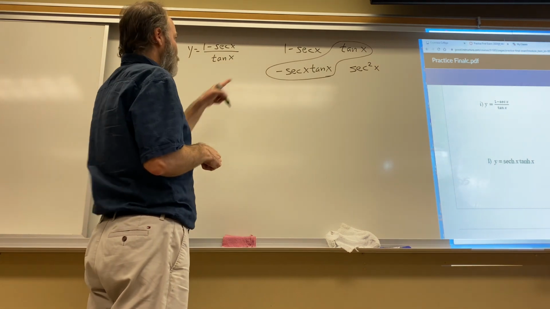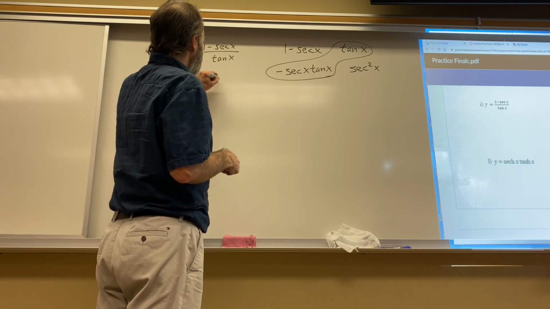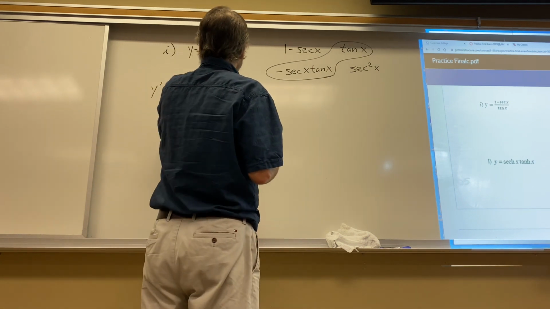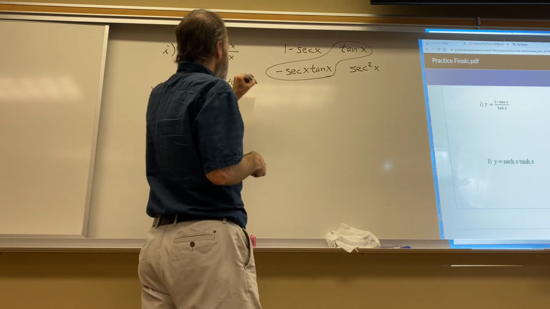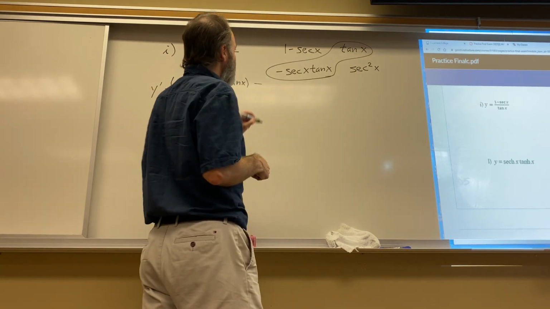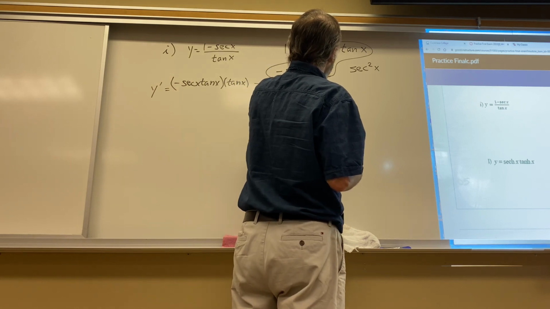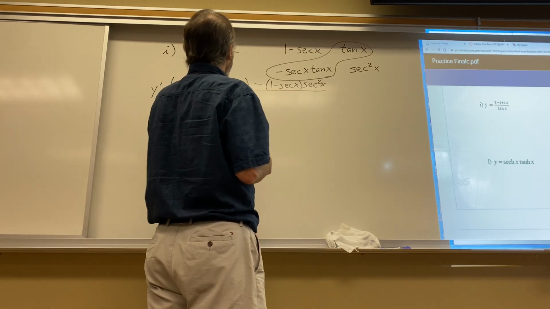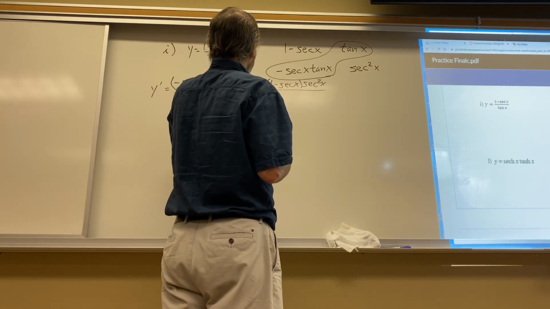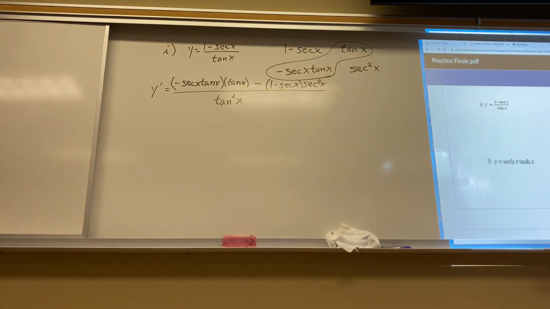And then now we're going to get negative secant x tangent x times tangent x. We're doing quotient rule, so this is minus 1 minus secant x times secant squared x, all over tangent squared x. Will you take points for getting the y prime and f of x prime?